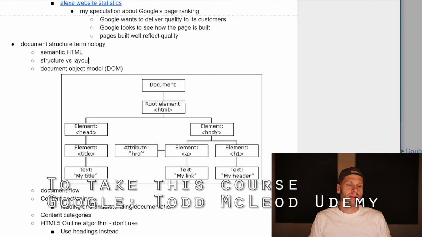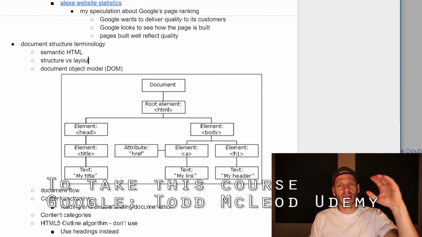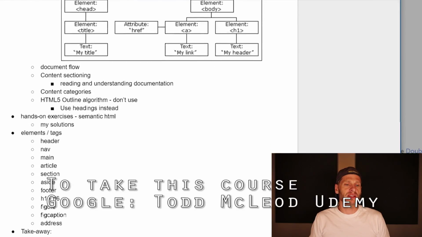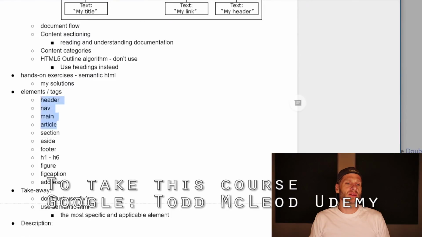That's document flow. We're going to learn about content sectioning and content categories. I'm going to talk about the HTML outline algorithm and why you shouldn't use it. Point of confusion for a lot of people. And I'll show you how to create an outline structure in your document the way you are supposed to do it. It's a little confusing. There's the outline algorithm, and then there's just creating an outline in your document. Two different things. We're going to talk about that. I'm going to give you some hands-on exercises to work with Semantic HTML. We're going to learn about all of these new elements, tags, tomato, tomato, call it whatever you want.